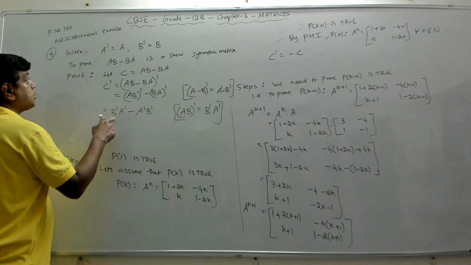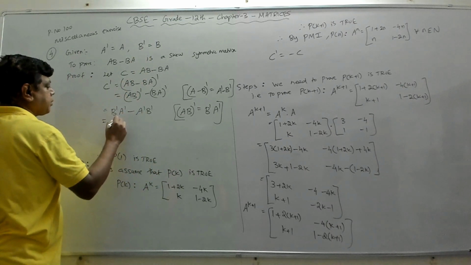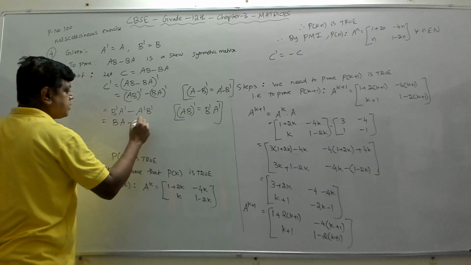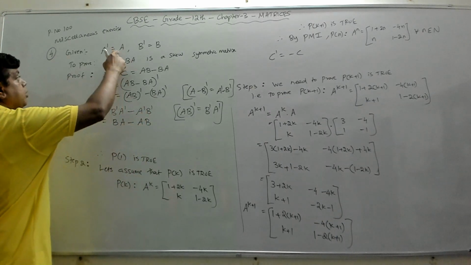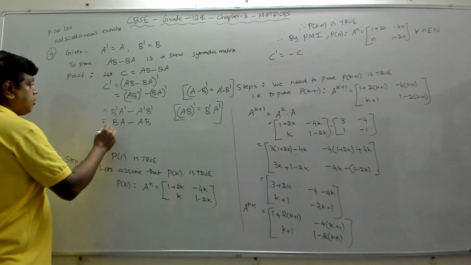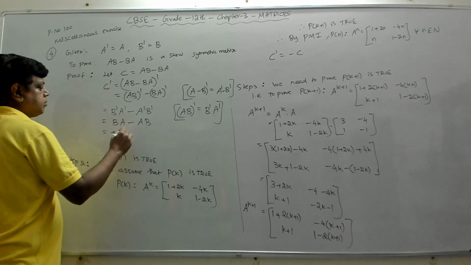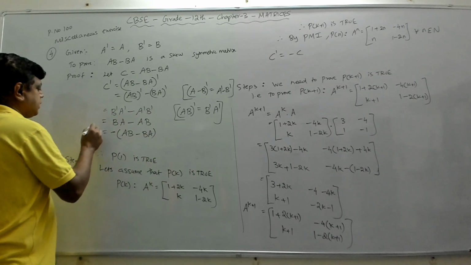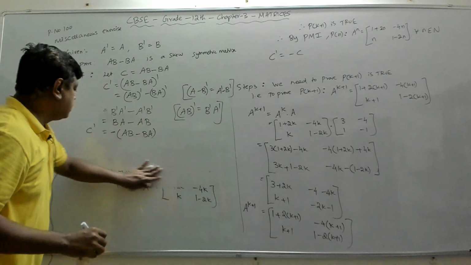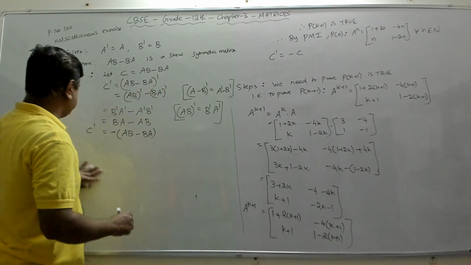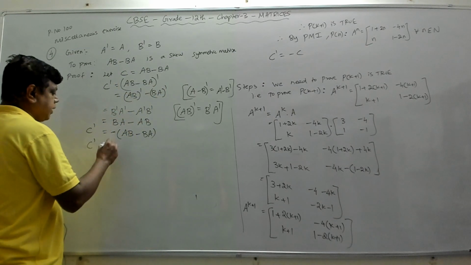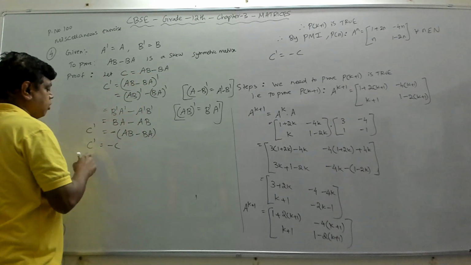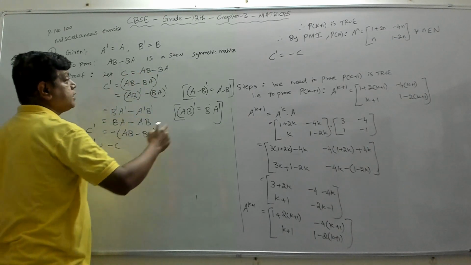Now what is B transpose? That is B, because B is a symmetric matrix. A transpose is A because A is a symmetric matrix. We are using this here. Now if I take minus common, I can write it as minus of AB minus BA. That is my C transpose. And AB minus BA is C. So what we got is C transpose equal to minus C.